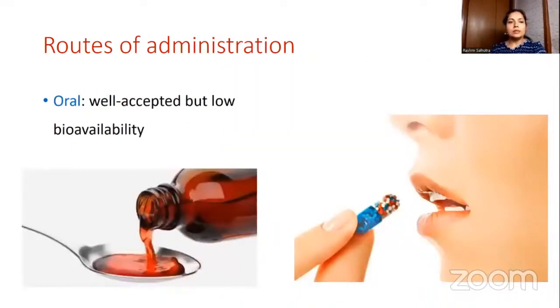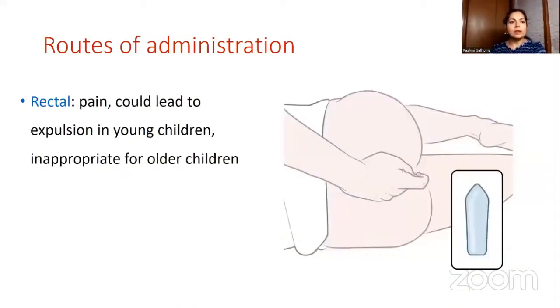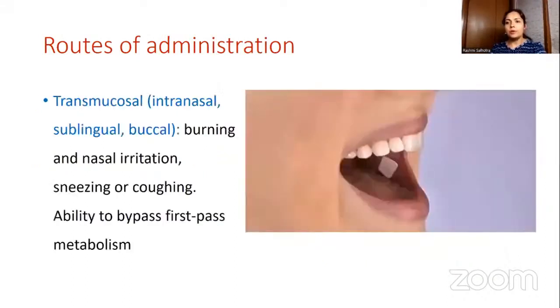Other routes are oral. They are well accepted, but the bioavailability of drugs may be low. Sometimes the patients may even spit or vomit after the oral drugs. Rectal can be painful and may cause expulsion in young children, and may be inappropriate for older children. Transmucosal is a very effective route.